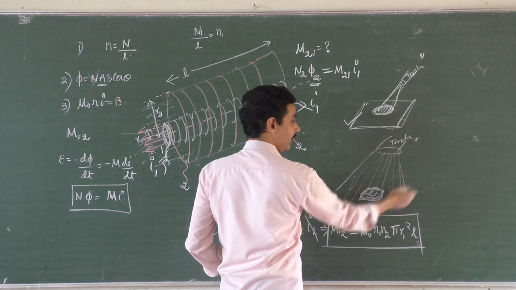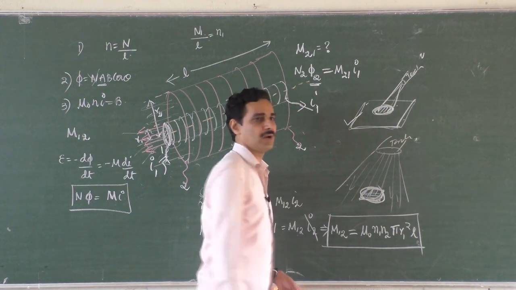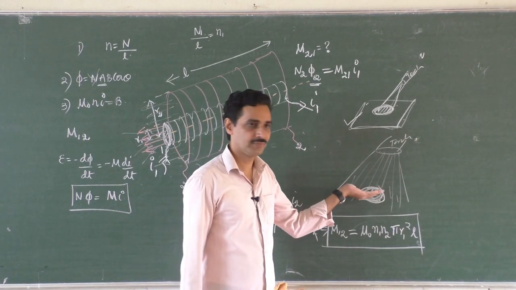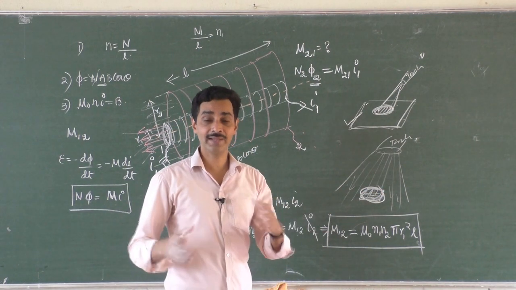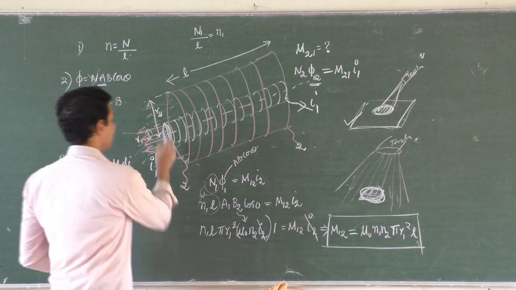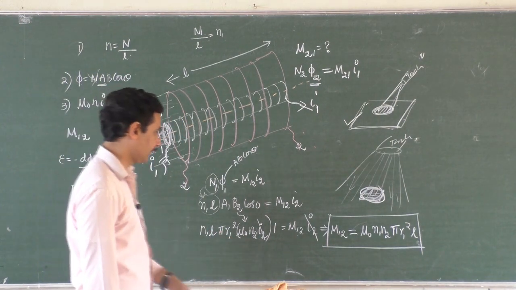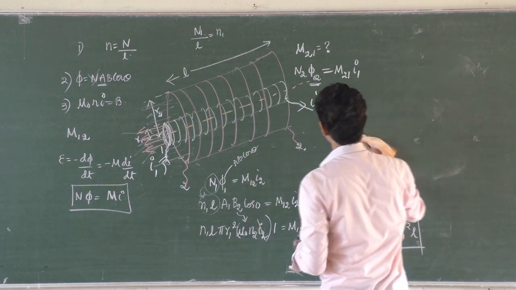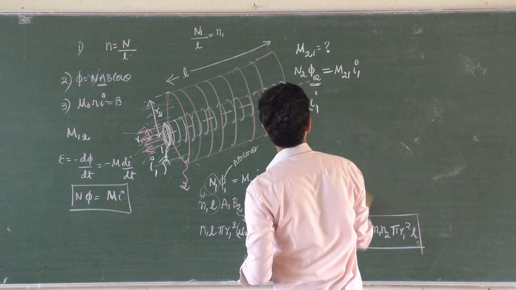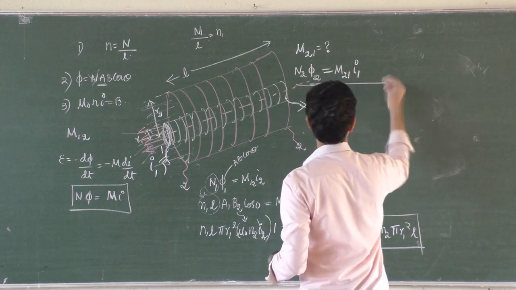Whereas here, flux is available everywhere, but area itself is smaller. This much is only enjoying the flux. So that magnetic lines of force passing through that much area, that you have to find out. So again pi R1 square only. That's why I have retained this diagram. Now we will write what is M21.